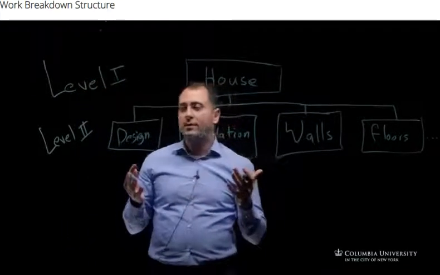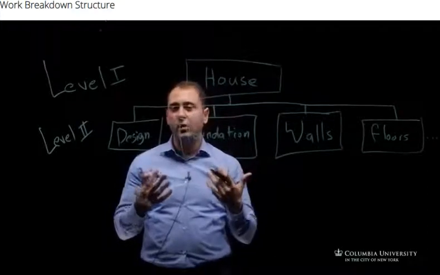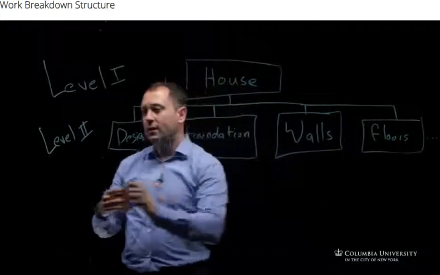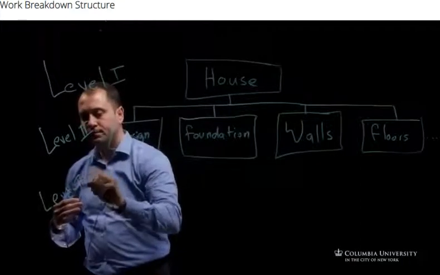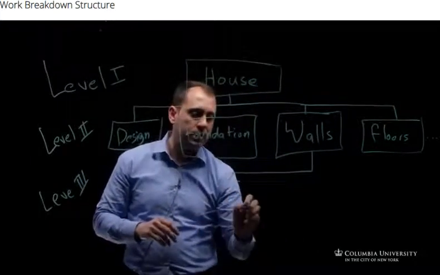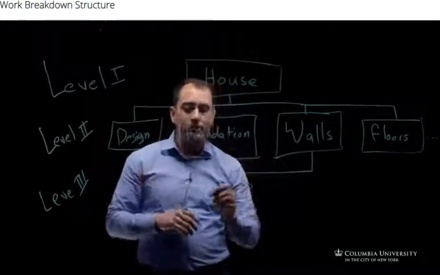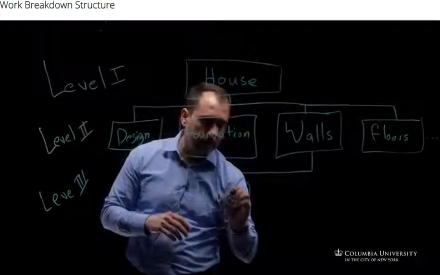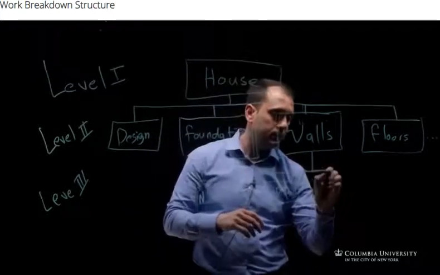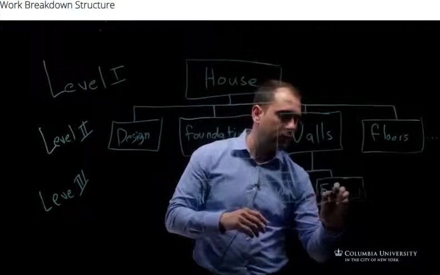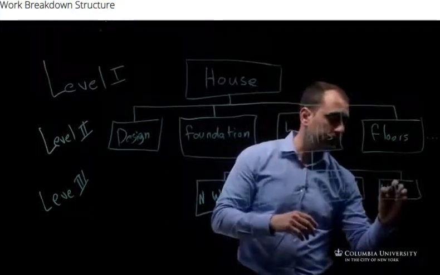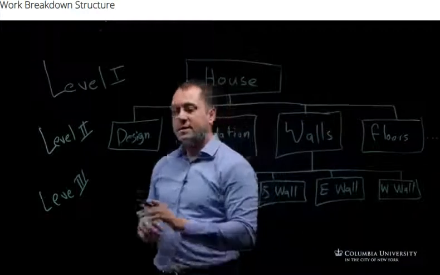So if you want to think about what would be level number 3, we look at each of these work packages and then we subdivide them into another level in the hierarchy. We call it, let's say, level 3 here. And let's take an example, just the walls here. So walls, we can divide it into, let's say, for simplicity, 4 main components. North wall, south wall, east wall, and west wall. And this is level number 3.